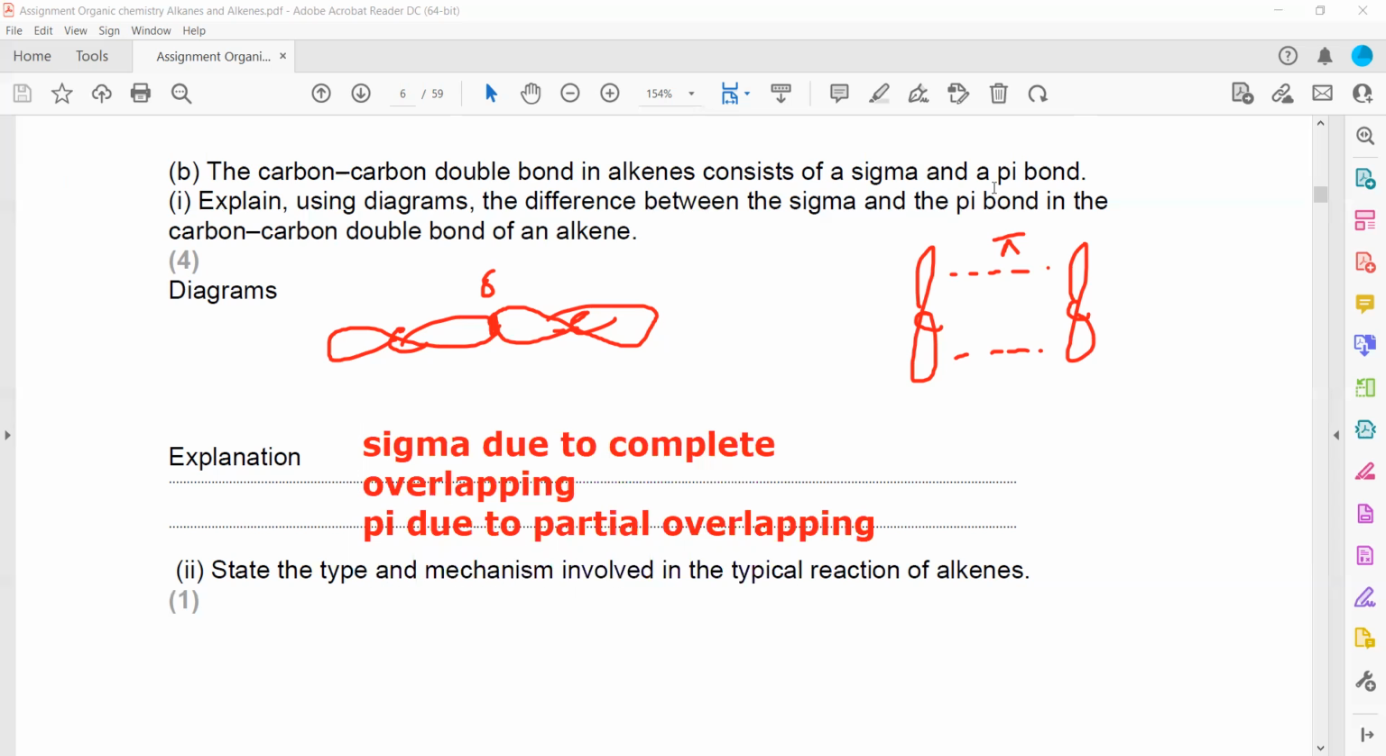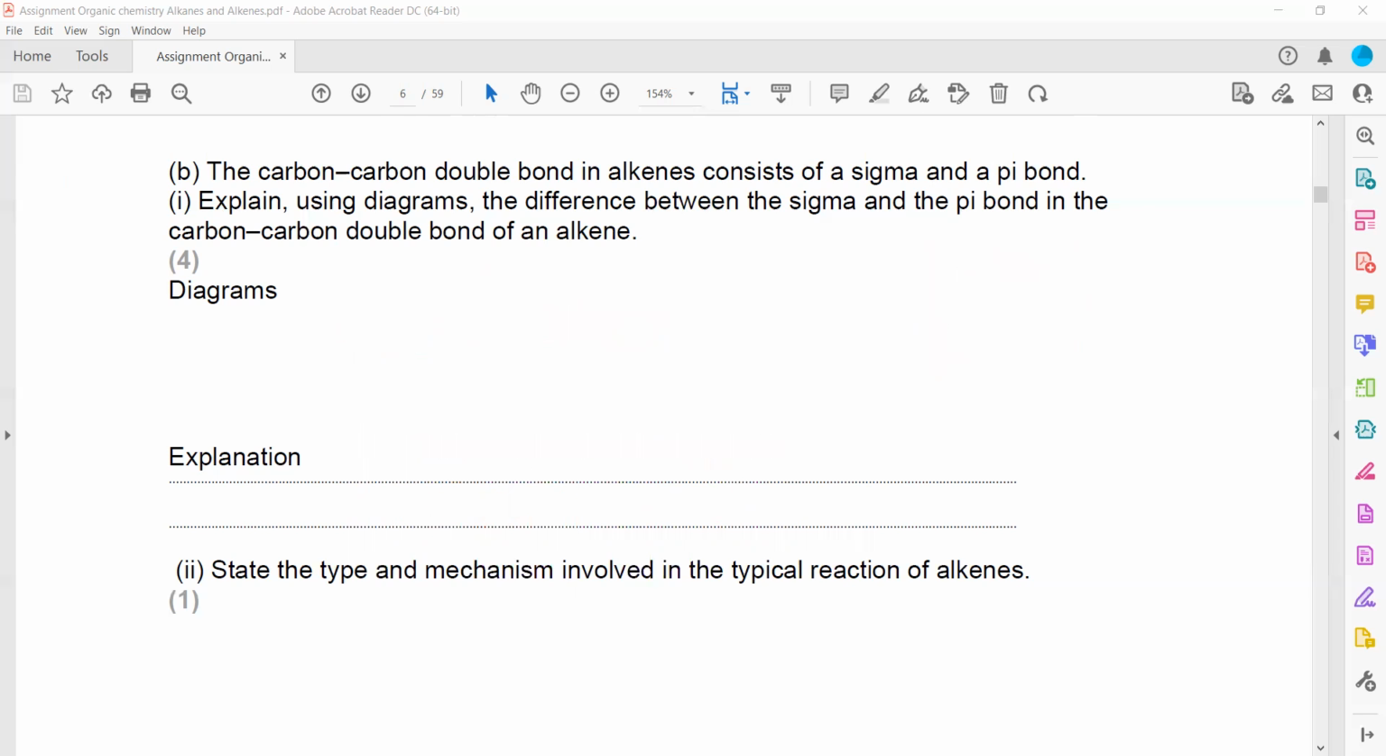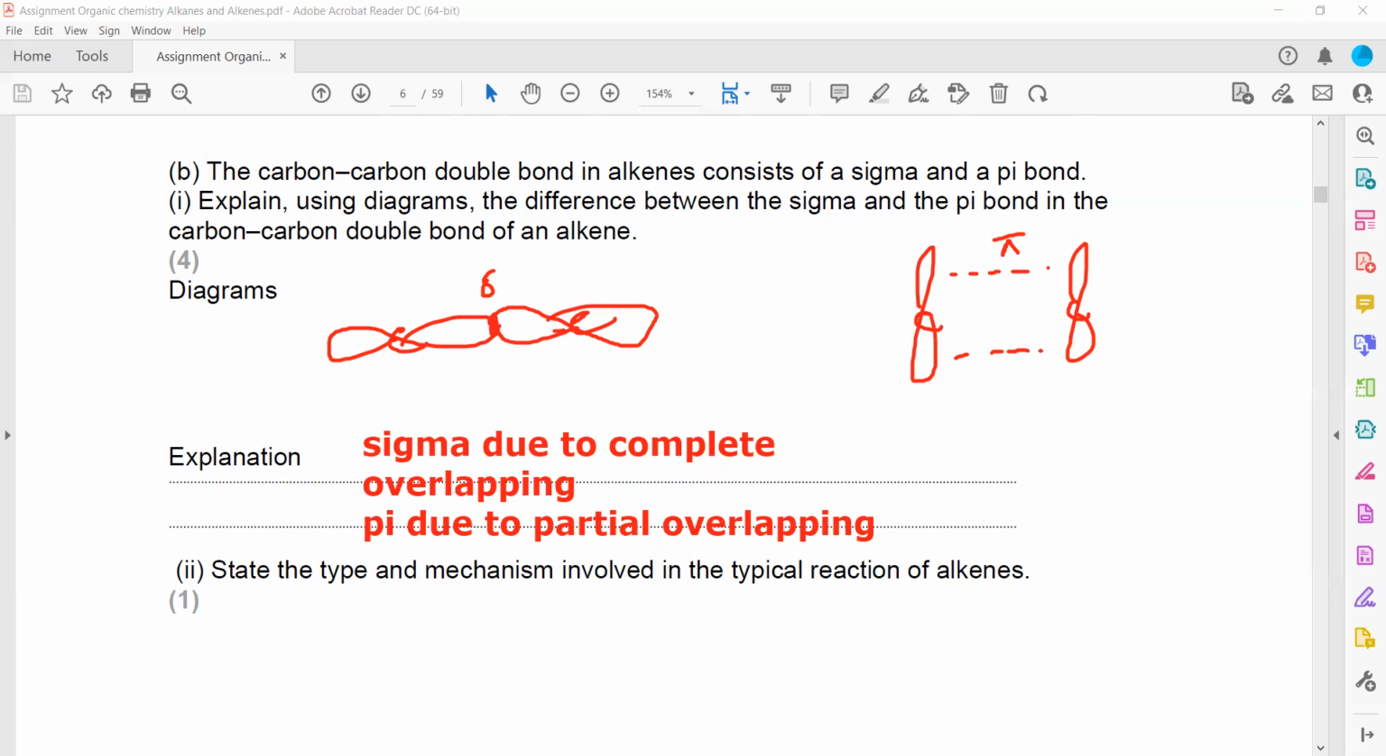State the type and the mechanism involved in a typical reaction of alkenes. So what kind of reaction will alkenes undergo? It is an electrophilic addition reaction. So the type is electrophilic and the mechanism is addition. And if the same question was asked about the type and mechanism involved in alkanes, then we would mention that it is free radical and the mechanism is substitution.